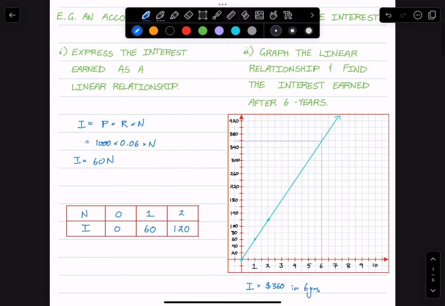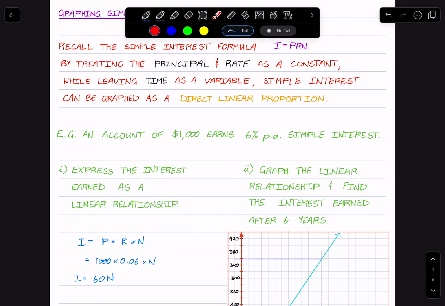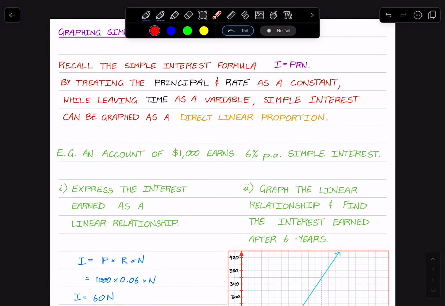And so this is a nice simple demonstration of how simple interest can actually turn into a direct linear proportion or just a linear relationship.